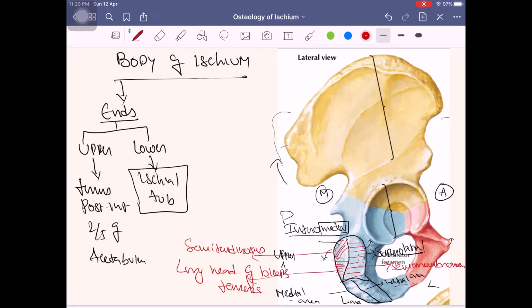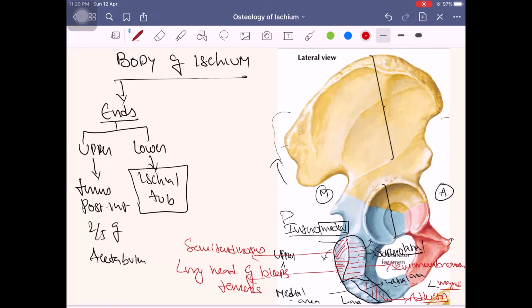Two muscles are there. In the lower area, it is again divided into a lateral half and a medial half. The lateral half gives attachment to a muscle called adductor magnus. Adduction, so adductor, the largest muscle, magnus. So adductor magnus is a muscle attached to the lateral lower area of the ischial tuberosity.